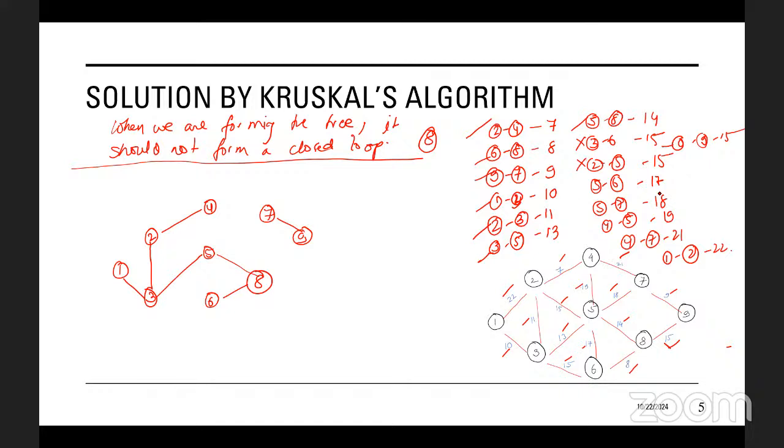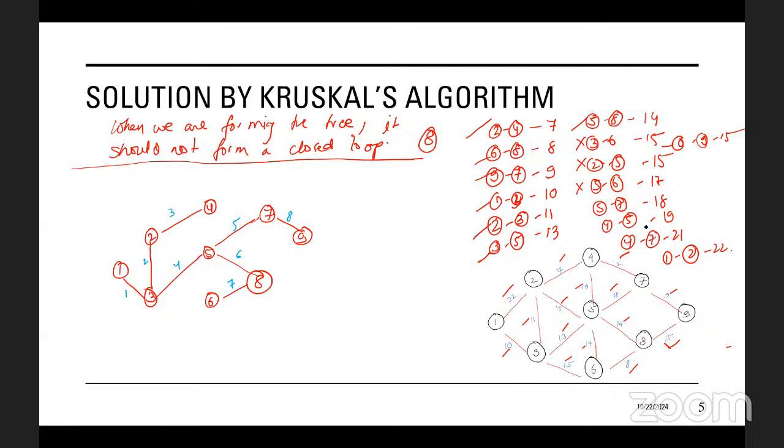Next is 5 and 6. Can we add 5 and 6? No, it will also form a loop. 5 and 7. 5 and 7 can be added. It will not form a loop, and hence we have now got 1, 2, 3, 4, 5, 6, 7, 8. So we have got 8 vertices now. So now this is the spanning tree, right?